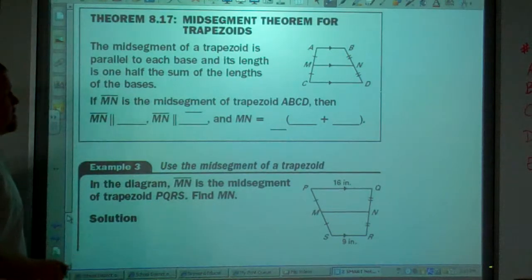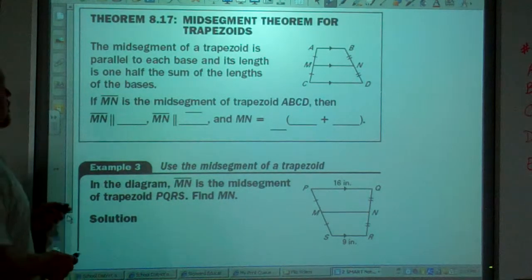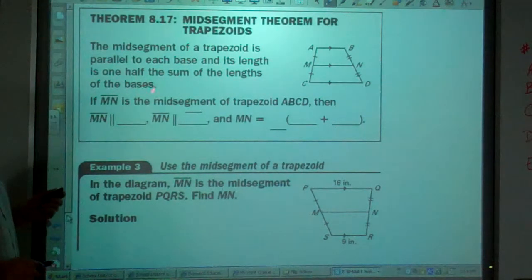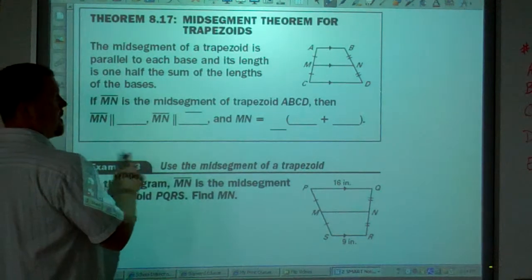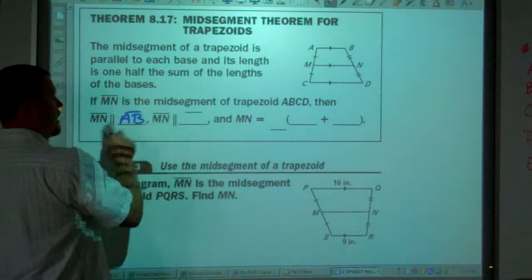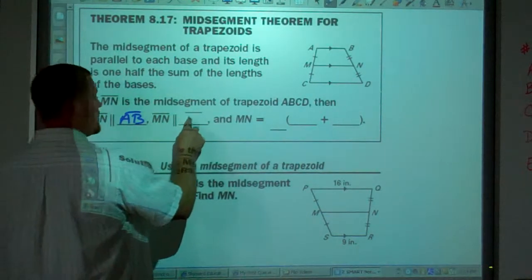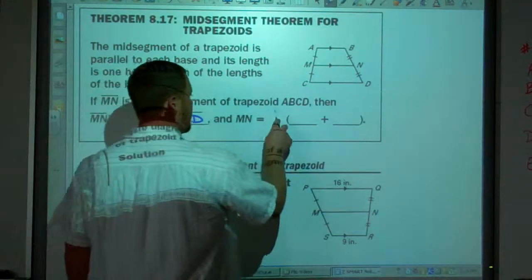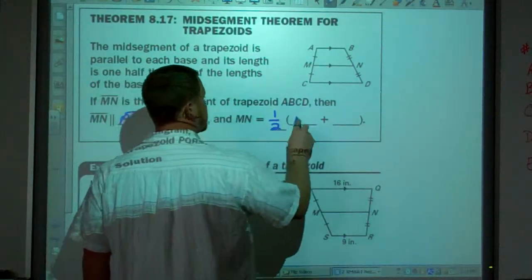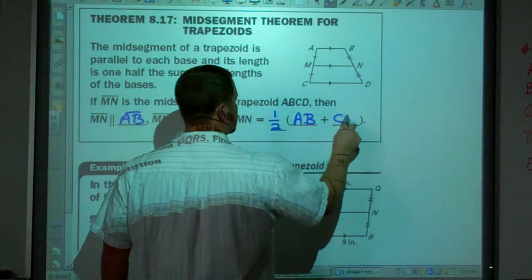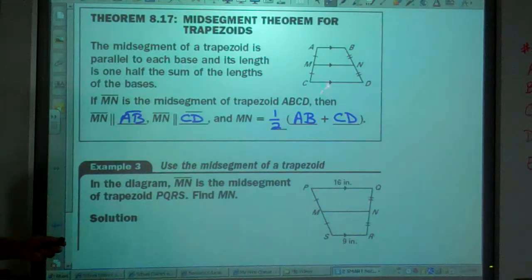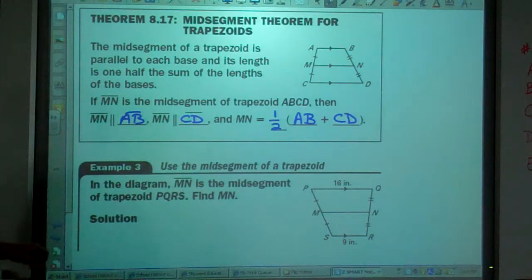So we have a mid-segment. What are the characteristics of a mid-segment? The mid-segment of a trapezoid is parallel to each base, and its length is 1/2 the sum of the lengths of the bases. So segment MN is parallel to segment AB, and segment MN is parallel to segment CD. It's parallel to the bases, and it's half the sum of the lengths of the bases, the length of AB plus the length of CD. Again, sum means add. Those are our bases, so we add our bases and we take half of that. Alright?